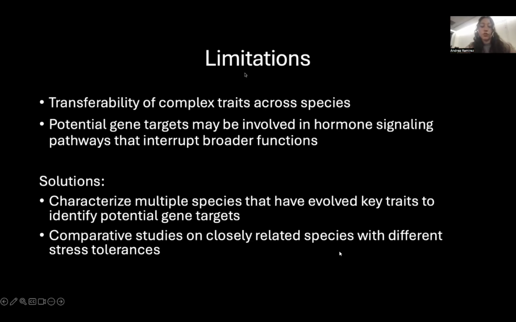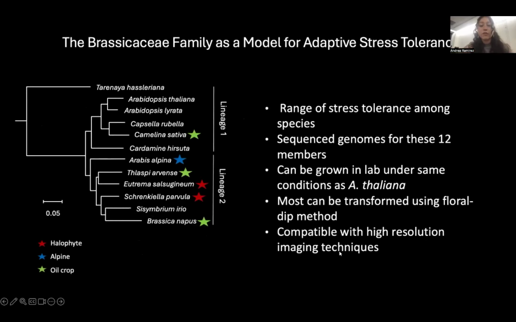So this point brings me to my research. Throughout my PhD, I've been using the Brassicaceae family as a model to study adaptive stress tolerance because it encompasses a wide range of stress-tolerant species, including halophytes like Eutrema salsugineum and Schrenkiella parvula, cold-tolerant species like Arabis alpina, and important bioenergy crops like Brassica napus, Camelina sativa, and pennycress. All of these species also come from a wide range of environments. We also have sequenced genomes for these species. Most can be transformed using floral dip, and they are all compatible with high resolution imaging techniques, so their anatomies can be fairly easily visualized.